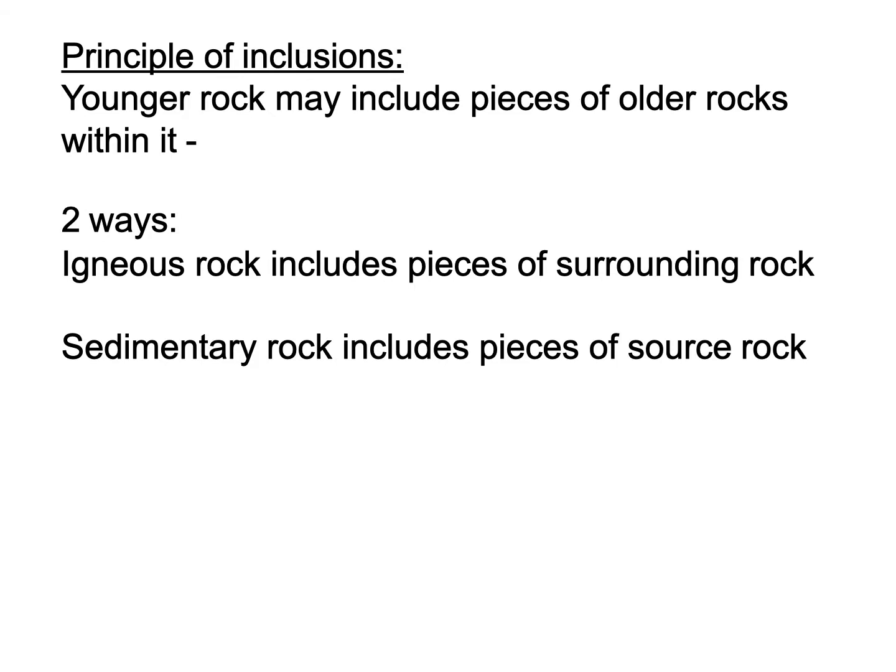To summarize, sometimes this is called another principle, like superposition, original horizontality, and cross-cutting. It's called the principle of inclusions. What it says is younger rock may include pieces of older rocks within it. As we talked about, the igneous rock could include pieces of surrounding rock if it is an intrusion, and a sedimentary rock could include pieces of the source rock, that is, the rock that was exposed at the surface of the earth and was weathered and eroded. Both of these occurred in this maybe unlikely scenario here.